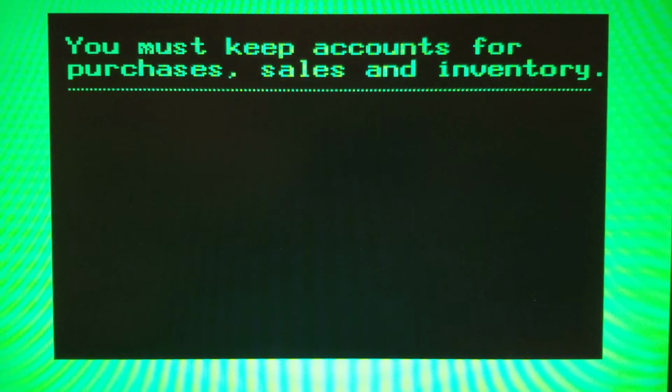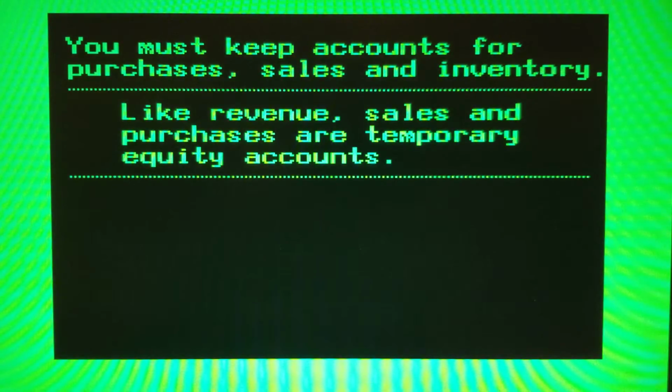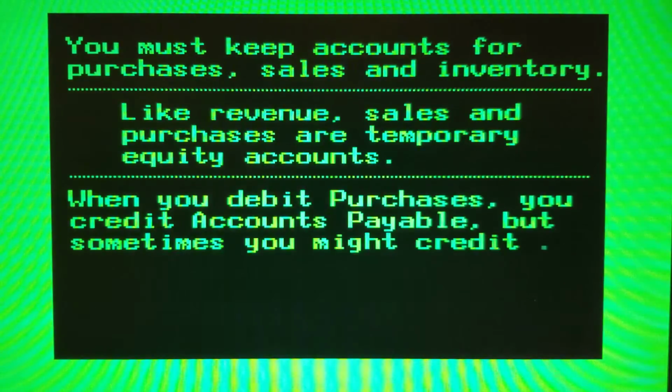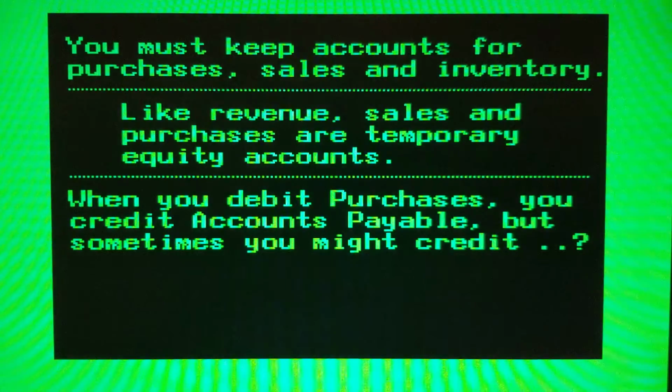Obviously, you must keep accounts for purchases, sales, and inventory. For management review, separate accounts for purchase returns and sales returns are often used. Like revenues, sales and purchases are temporary equity accounts, and since owner's equity is considered temporarily decreased by the cost of purchases, the purchase account will be debited to record the cost of the goods purchased. The offsetting credit entry for a purchase will normally be in accounts payable, but sometimes you might credit what other account instead?